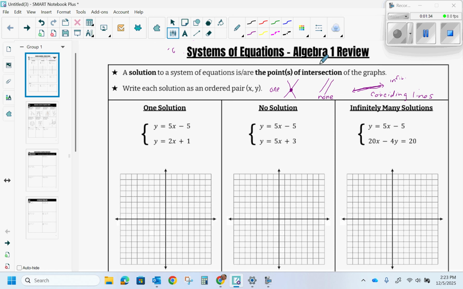I don't know what's up with this pen, sorry. Well, it's written right here. Infinitely many. I'm struggling with this new pen. I got to figure this out. Anyway, I'm going to keep going. I'm going to trudge through this.